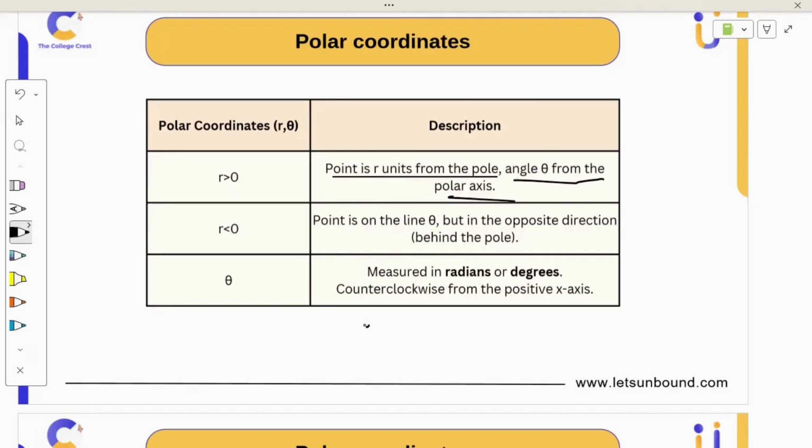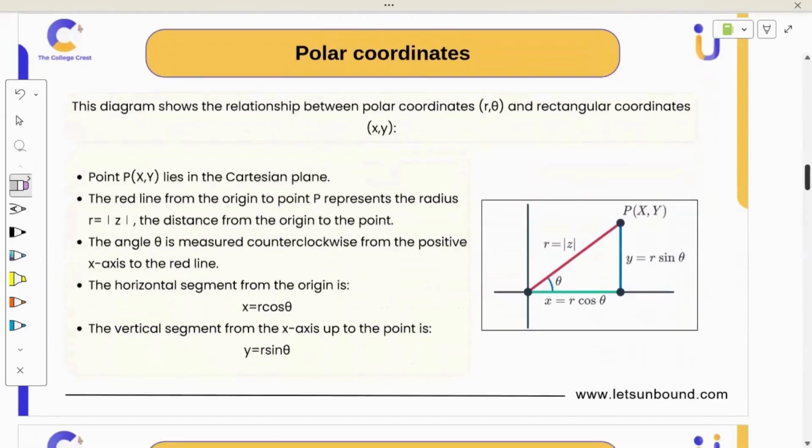So from the pole, I should move r units. If r is less than 0, negative, it means the point is on the line at angle theta, but in the opposite direction from the pole. I will move in the opposite direction. Theta is an angle measured in radians or degrees, and we measure it in the counterclockwise direction from the positive x-axis. You can see the thin line like the x-axis line. Okay. And rectangular coordinates we know already.